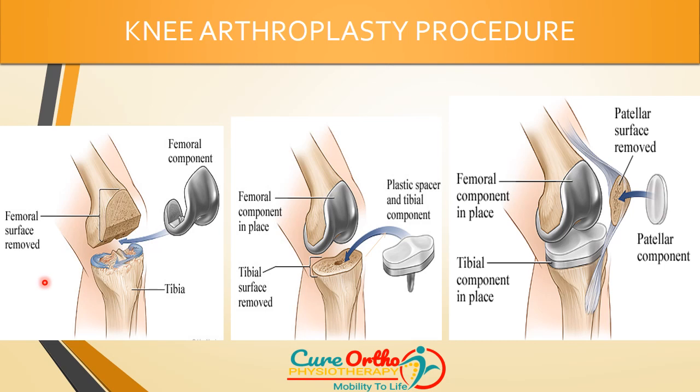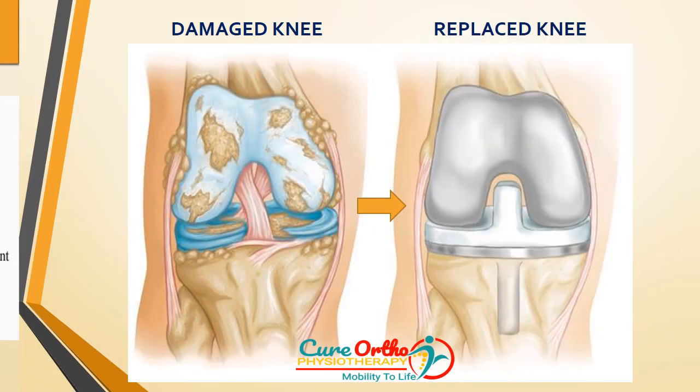Knee arthroplasty procedure. You can see here that we have removed the damaged femoral articular surface and replaced it with the femoral component. And here we have also removed the damaged tibial surface and replaced it with a plastic spacer and the tibial component. Here you can see the patella surface is also removed and replaced with a patellar component. The replaced knee is thus changed with new implant components.